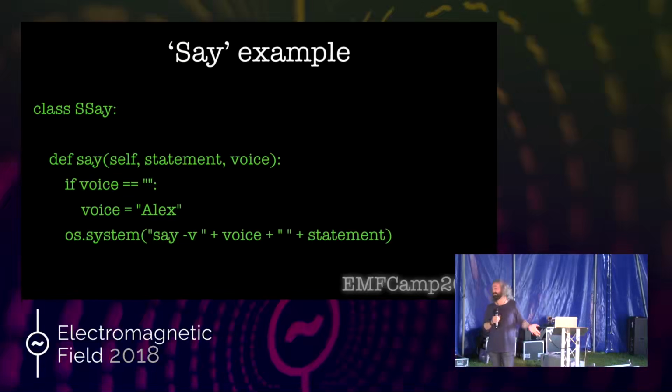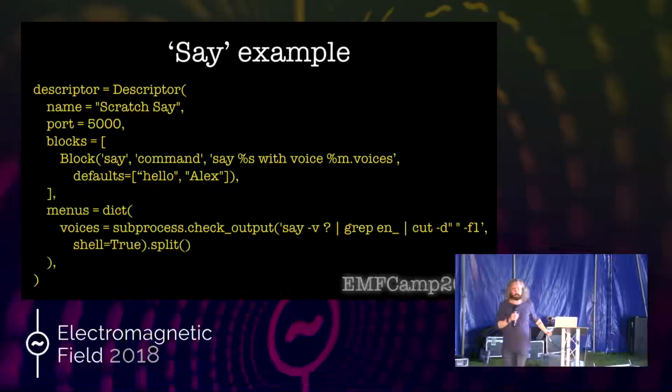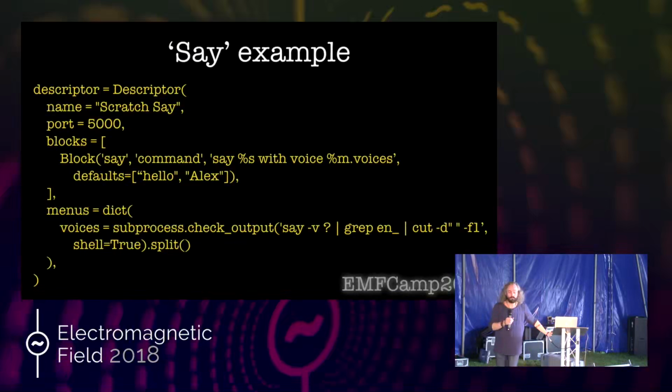-v selects the voice, and it literally says whatever you ask it to say. So that's the whole of the object. The descriptor is slightly longer. The descriptor tells Scratch what it's called, what port it's running on, and what blocks it's offering, which is essentially one block per procedure in your object, or exposed procedures in your object.